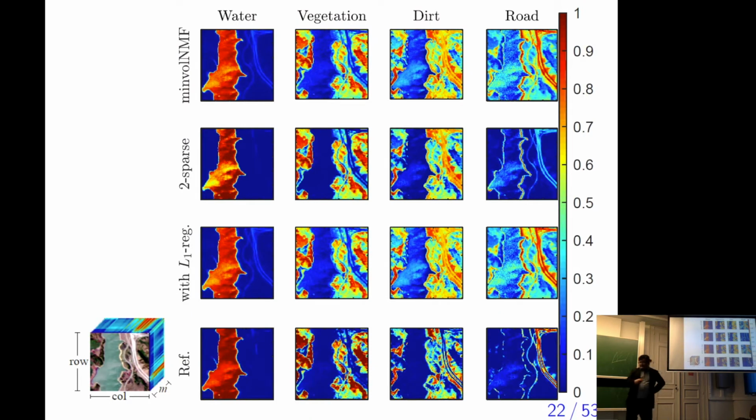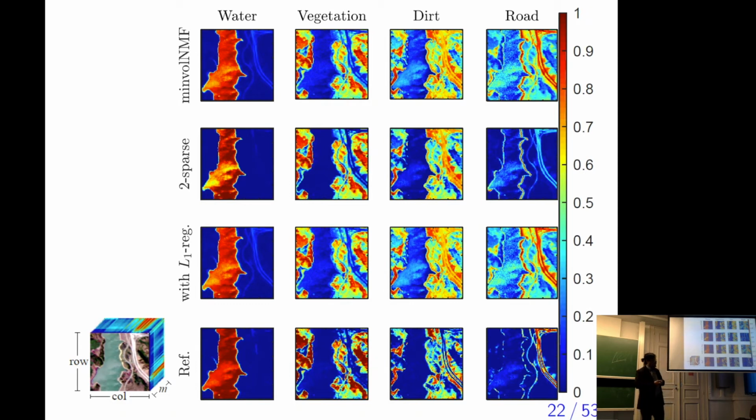So this is an illustration. For example, you have this scene, and then you can decompose it into 4 components because you see that there are 4 components: water, vegetation, dirt, and road. The first row in the decomposition is by something called mean volume NMF, and you can see it is already okay. For example, for the water component, the water region is very strong. That means it identifies the water region. And the last row in this figure is from a reference, which does something called sparse NMF. And here, because they do sparse NMF, their map is sometimes a little bit cleaner.